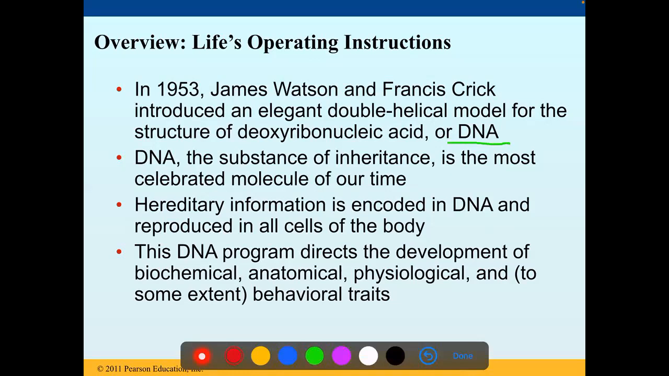DNA is, I would say, the most characterized and most discussed molecule, the molecule of the Earth. It's a very famous molecule. DNA was discovered much earlier, but the structure of DNA was discovered later by Jim Watson and then Francis Crick. That's the double helical model of the structure of deoxyribonucleic acid. The abbreviation is DNA.